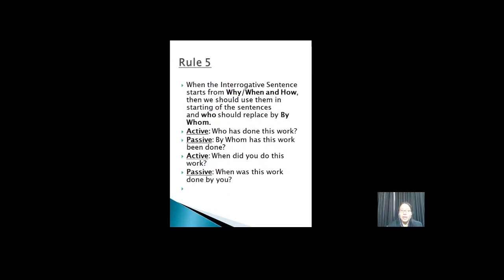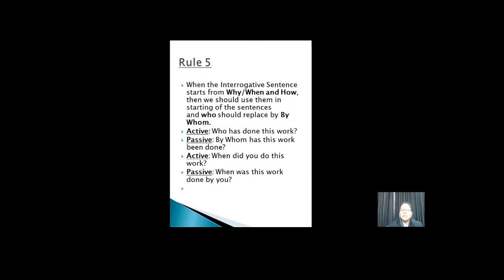Now, rule number 5: again interrogative sentences, starting with the WH family. When WH words come and they make interrogative sentences, like why, when, how, then we should use them at the start of the sentence, and who should be replaced by whom. Whenever who comes, we have to change who to by whom. Once by is written, a second by is not written in the sentence.